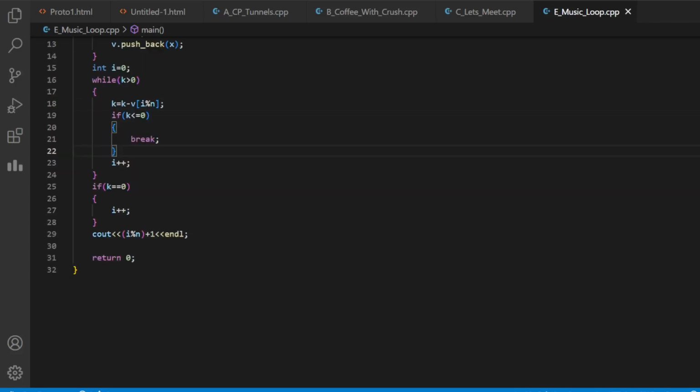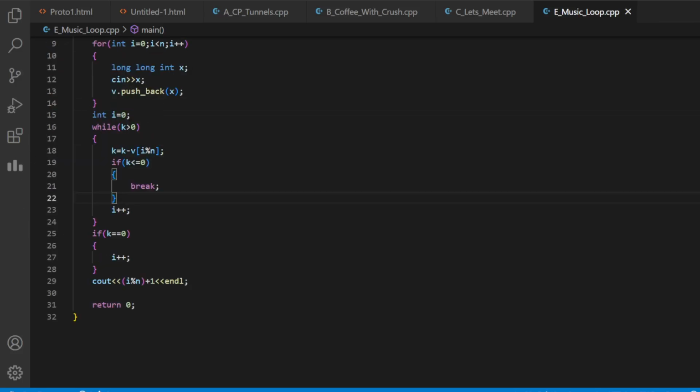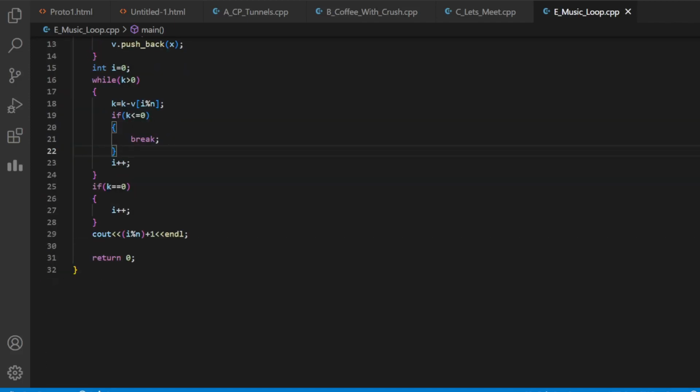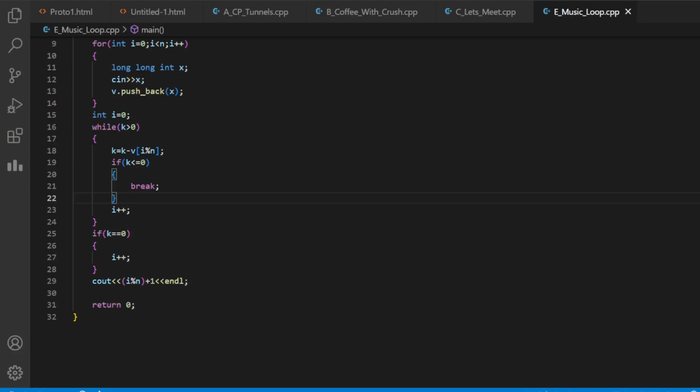Because until now we were moving as 0 indexed. We were denoting the first element as v of 0, the second as v of 1, third as v of 2, fourth as v of 3, and fifth as v of 4. Now we need to add 1 to create a 1 indexed answer. That's why this plus 1 has been done.